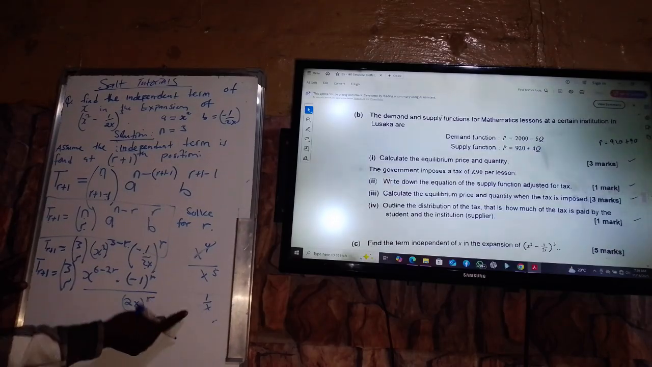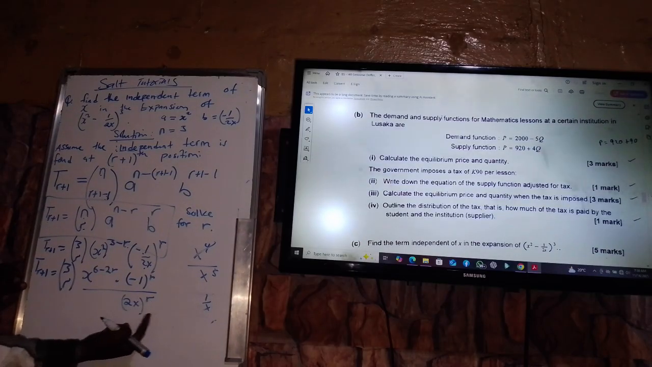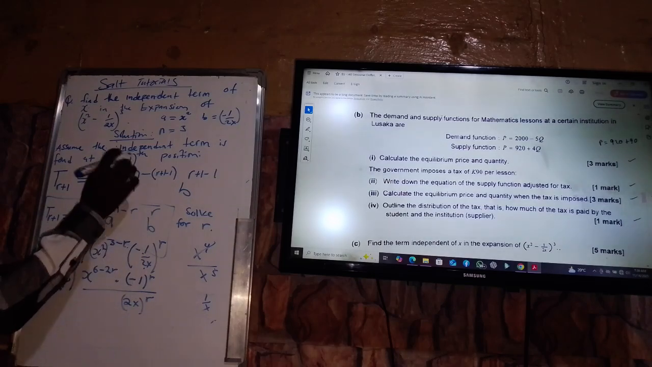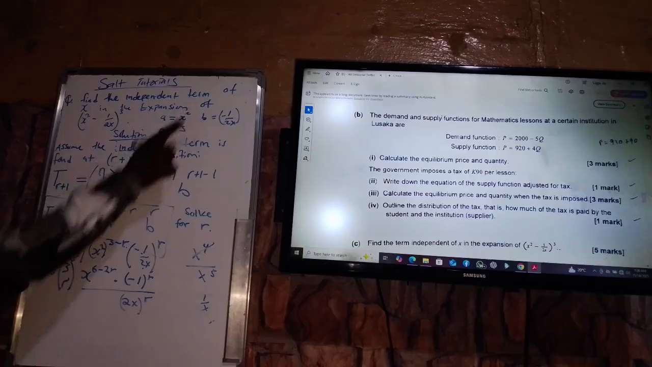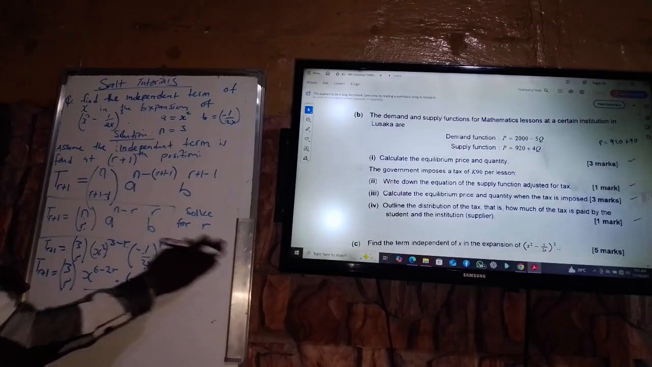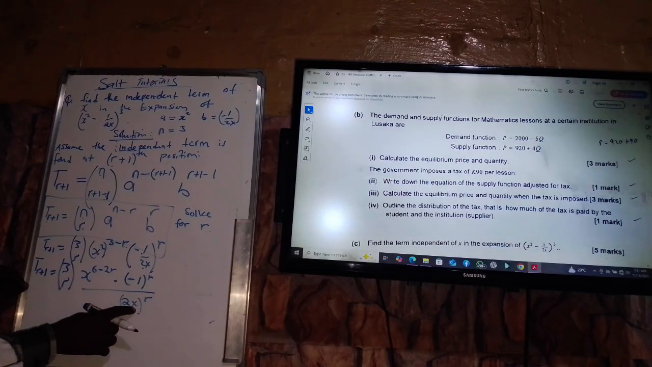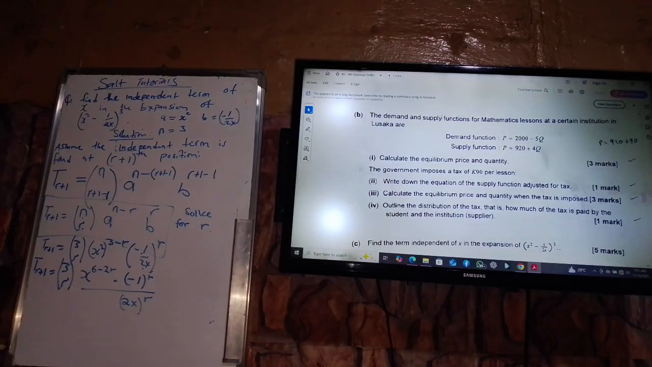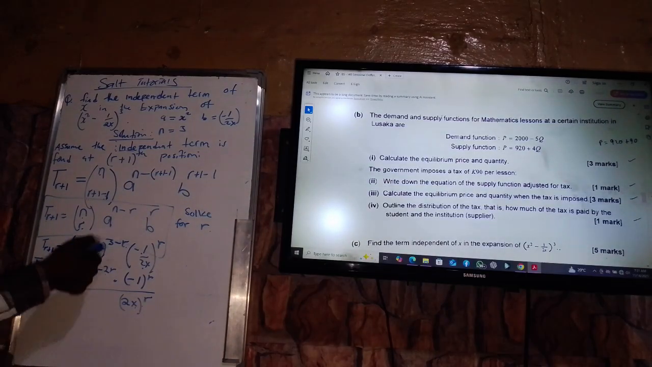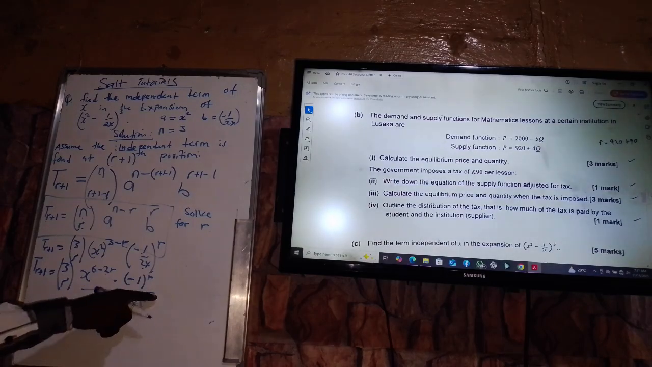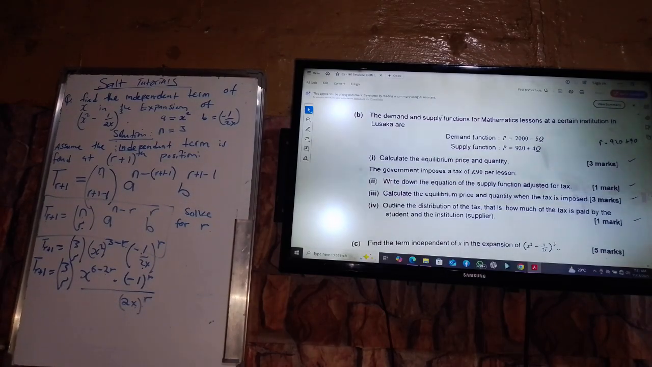It means the x will still exist in this function, but we don't want the x, that is why we're saying independent of x. So we want this x to completely be deleted. How can this x be completely deleted? If these powers of x are the same, so that we will cancel them out. Okay, this is division. So what is going to happen? We are going to solve for r.